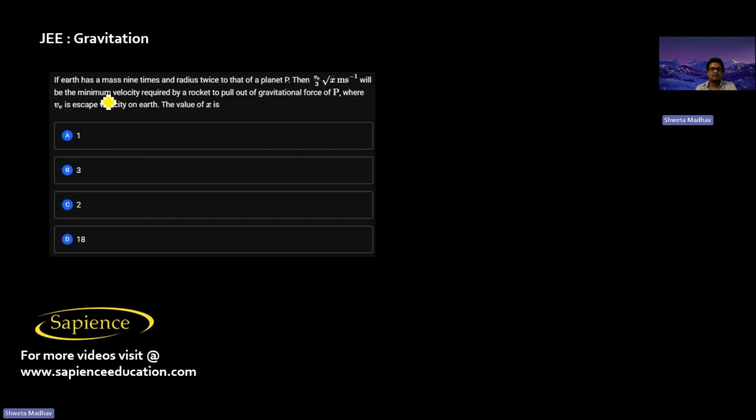In here it is told that Earth has a mass 9 times and radius twice that of planet P. Then x root 3 by 3 meters per second will be the minimum velocity required by a rocket to pull out of the gravitational force of P. V_e is the escape velocity of the Earth.